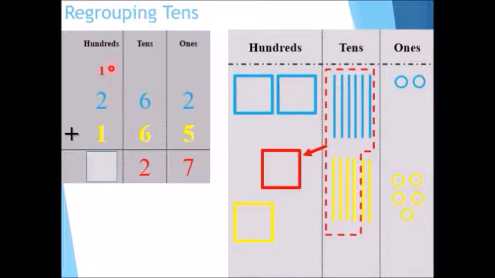Now let's add the hundreds. 1 hundred plus 2 hundreds plus 1 hundred is equal to 4 hundreds. 427. Does the model show 427? We have 4 in the hundreds column, 2 in the tens, and 7 ones. Is it the same as 427? Yes, that's correct.